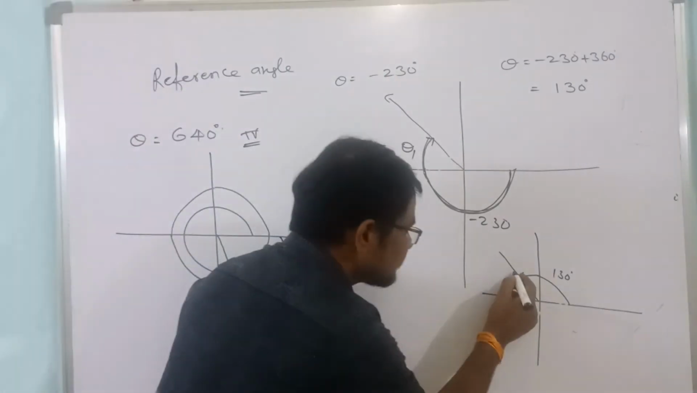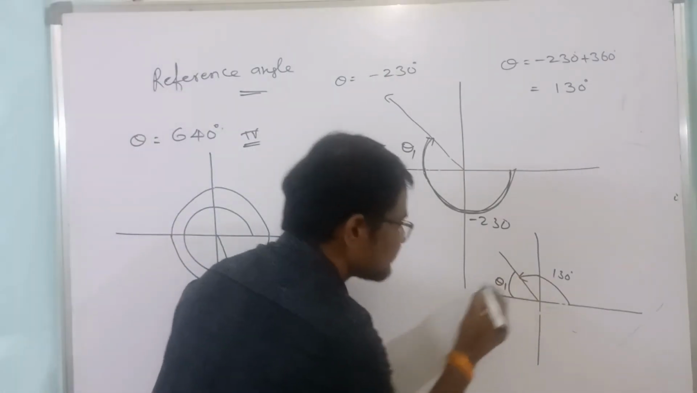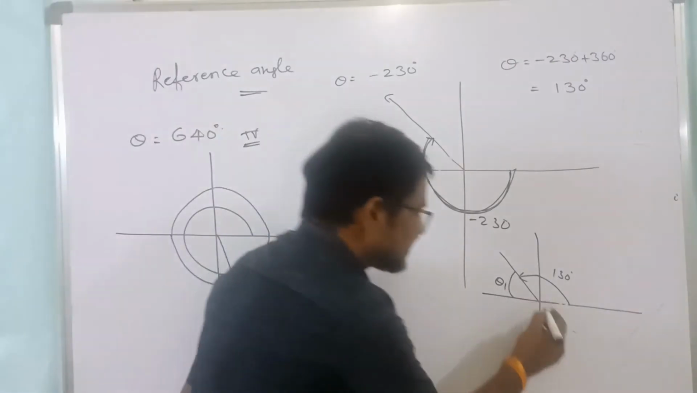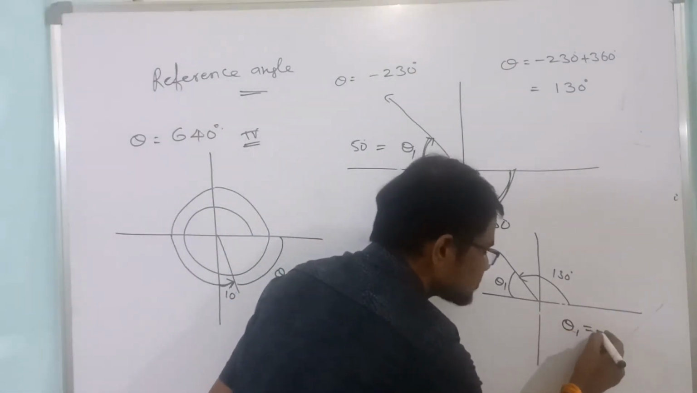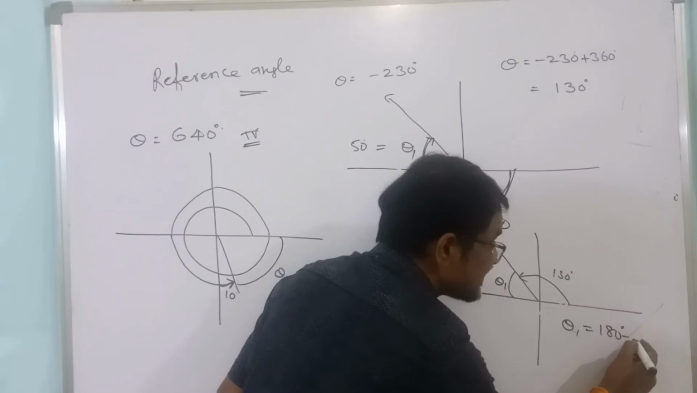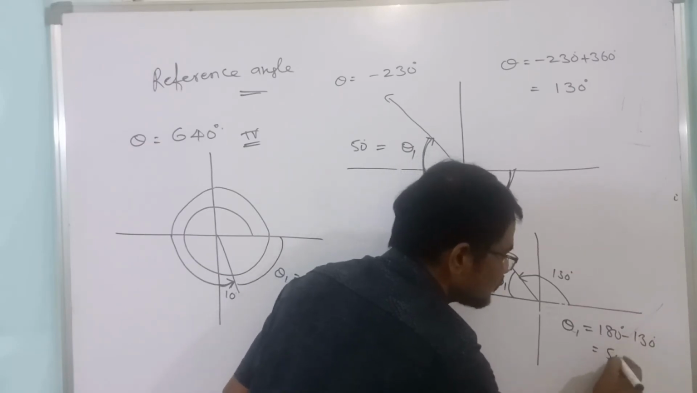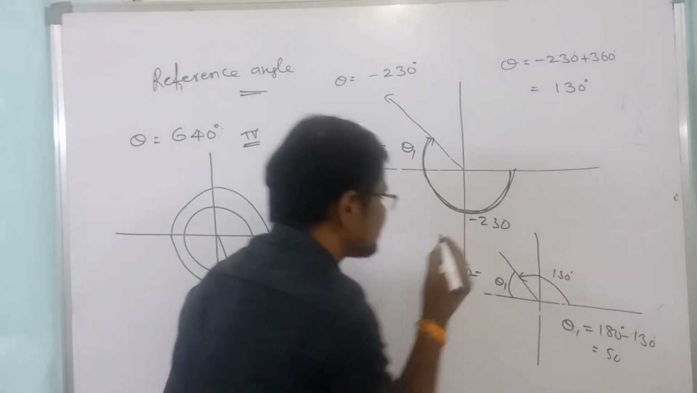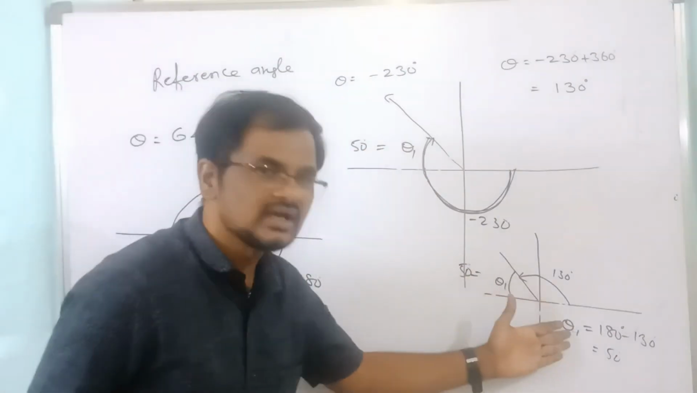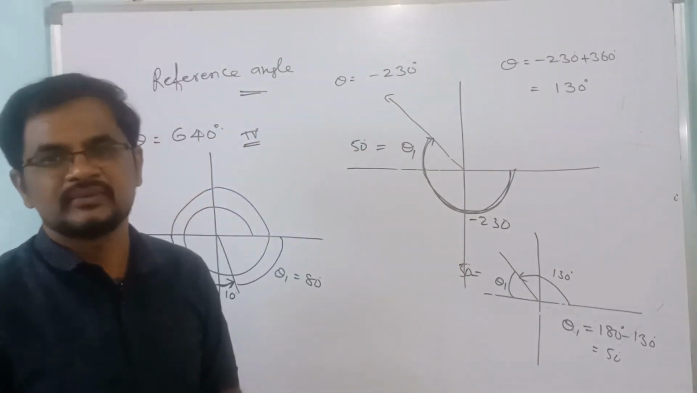What is the reference angle for this one? Here theta 1. So theta lies in the second quadrant, which means the reference angle is what? 180 minus 130, that is equal to 50. So the reference angle is 50. So like this you can identify, or like this also you can identify.